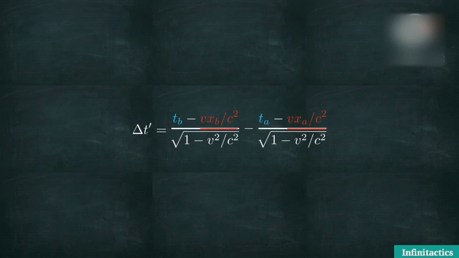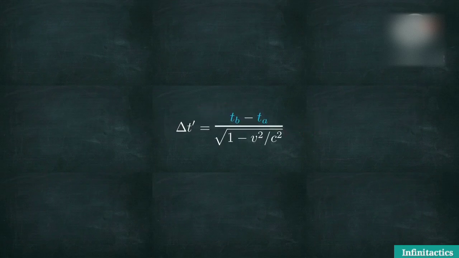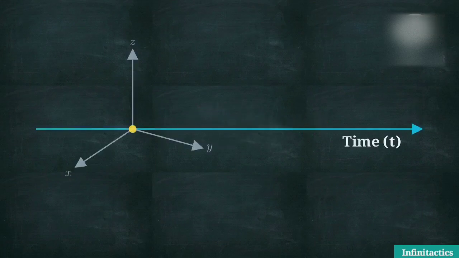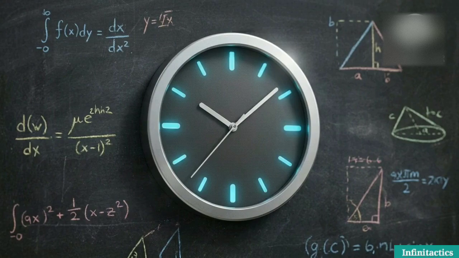Pause and look closely at the red spatial terms across that subtraction sign. Keep in mind our co-local condition, x sub A equals x sub B. Because we are subtracting the entire second fraction, the double negative turns the second spatial term positive. That positive spatial term from Event A is perfectly canceled by the negative spatial term from Event B. Because the clock didn't move through space in its own frame, all spatial dimensions cancel out of the math entirely. We are left to deal purely with the flow of time.